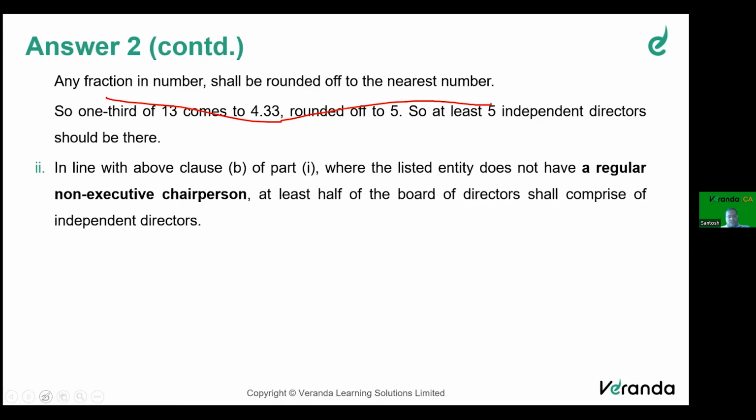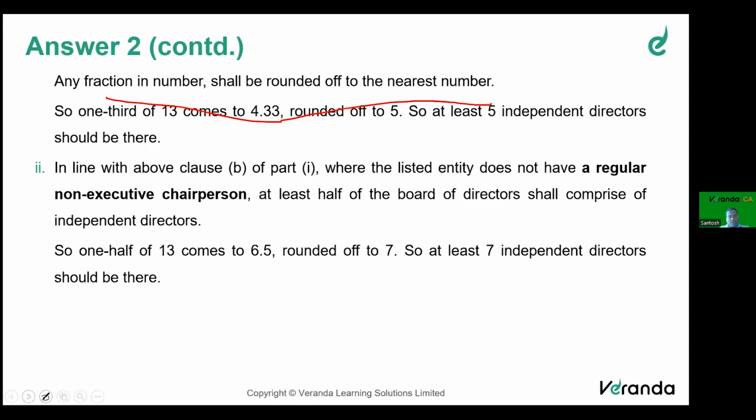So at least 5 independent directors should be there. In the case of having a regular non-executive chairperson, at least half of the board of directors shall comprise of independent directors. So 1/2 of 13, which is divided by 50%, will come to 7. So at least 7 independent directors should be there.